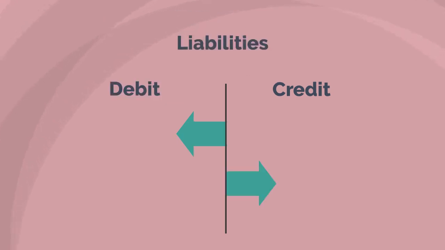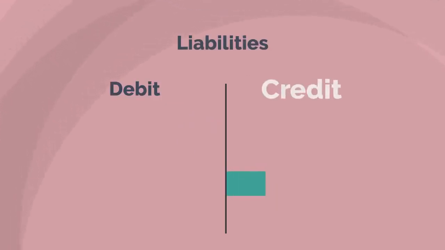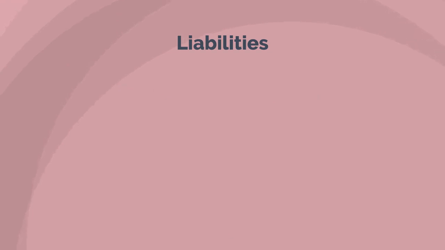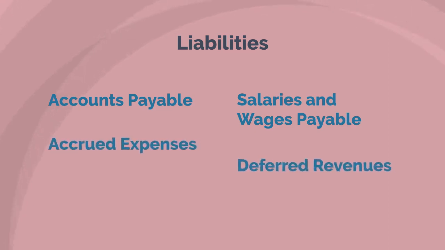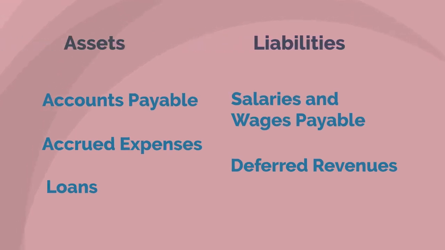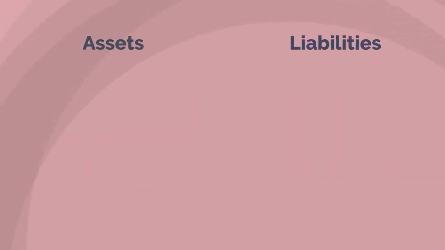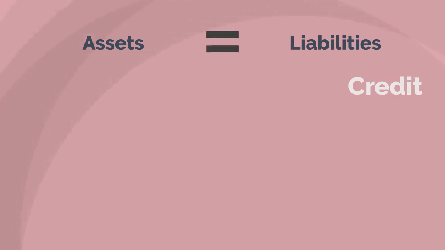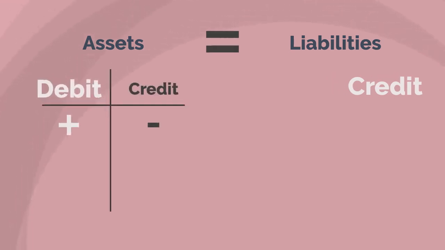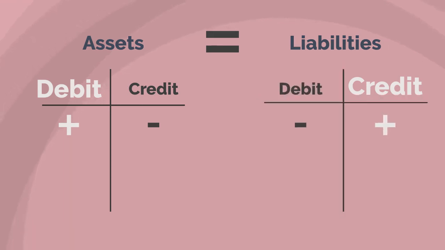On the other hand, liability accounts generally have a credit balance. Liability accounts include accounts payable, salaries and wages payable, accrued expenses, deferred revenues, loans, and more. As a company incurs or increases more liabilities, they are recorded as credits under the liabilities account. Although asset accounts usually have a debit balance and liability accounts a credit balance, there are exceptions.